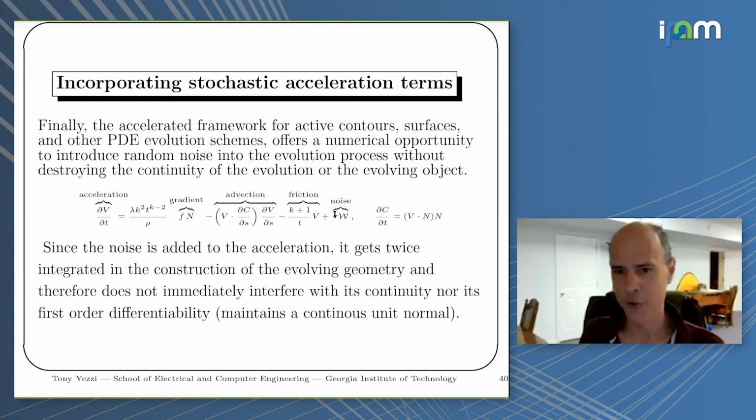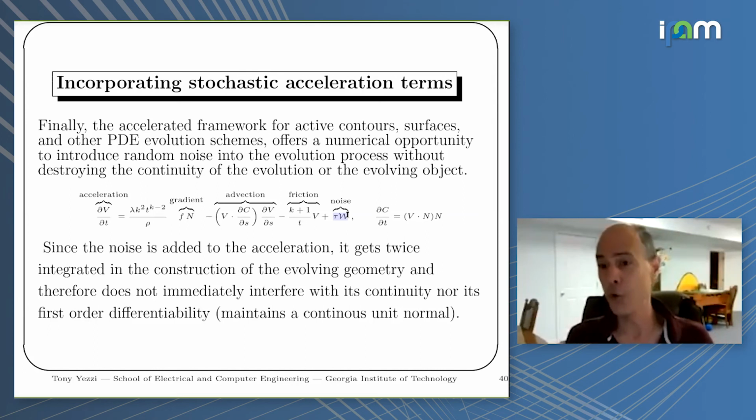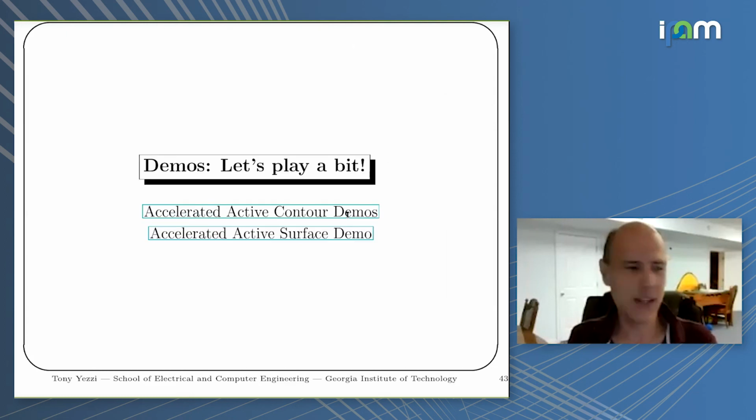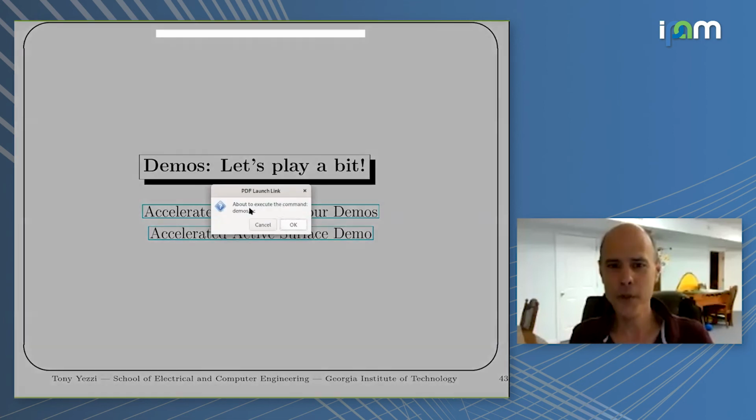So this would be a stochastic term that you could add. In practice, we haven't needed it, but it's cool that you could do this, because you would not be able to do this in gradient descent: although you'd still get one level of integration that gives you continuity, you would immediately lose a well-defined unit normal if you tried to do this in gradient descent for curves. So let's just play. Let me just, in the last 4 minutes here, show you the effect of this.